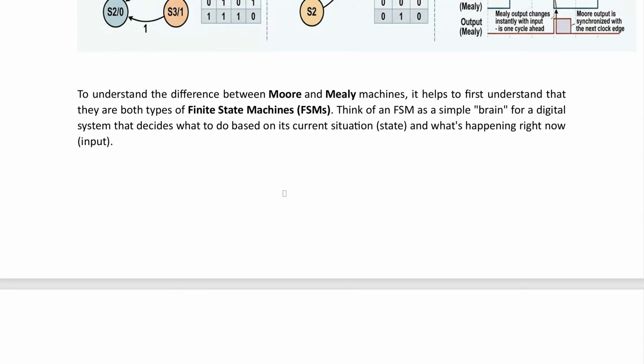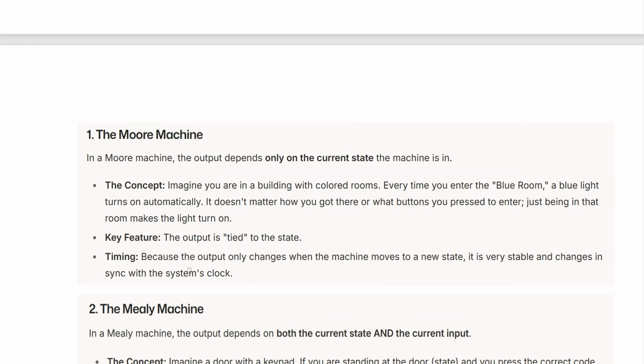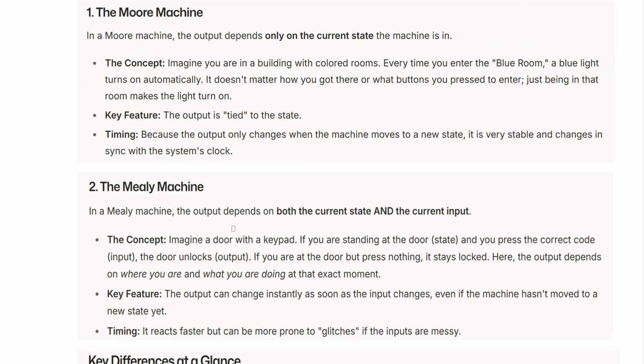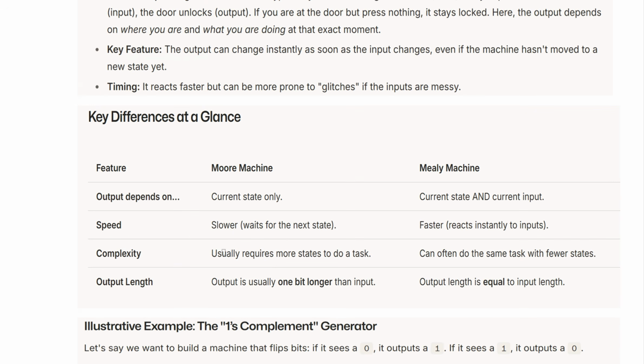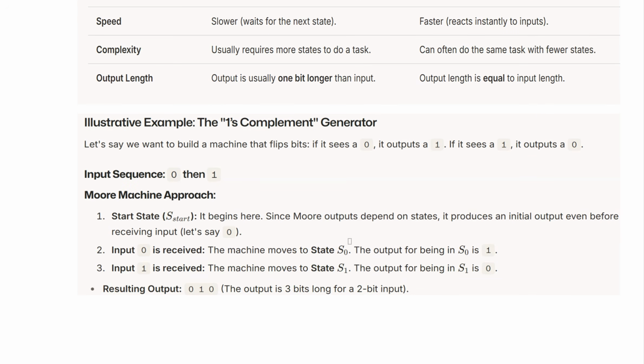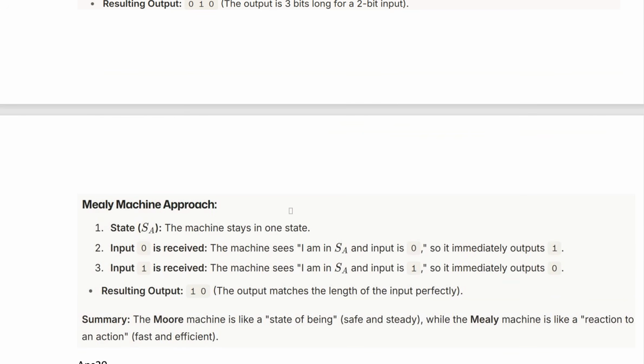To understand the differences between Moore and Mealy machine, it helps to first understand they are both types of finite state machine. Think of a finite state machine as a simple brain for a digital system that decides what to do based on its current state and what is happening right now, that is, input. These are the same differences I have explained earlier. You can refer to these differences on your own. These are the key differences in the form of a table, and this is the example for a one complement generator. You can draw the Moore machine as well as the Mealy machine for the one complement generator.